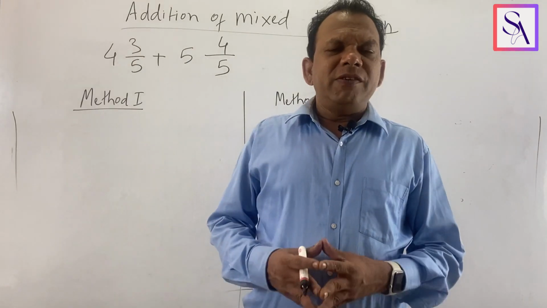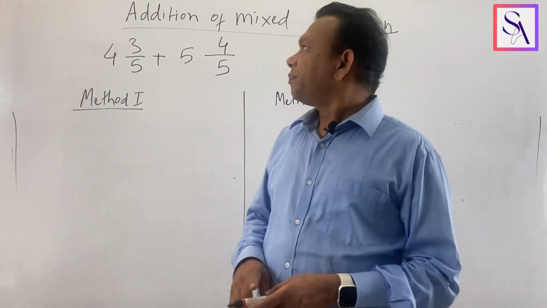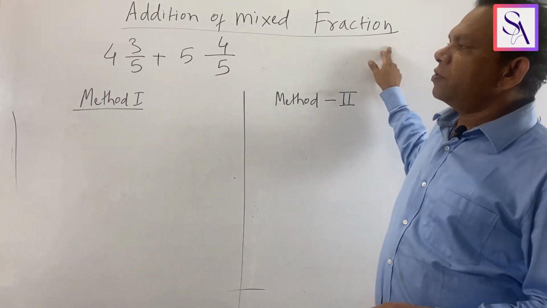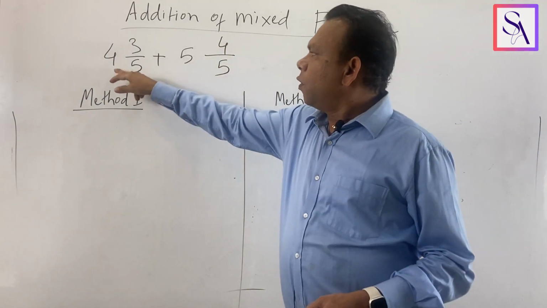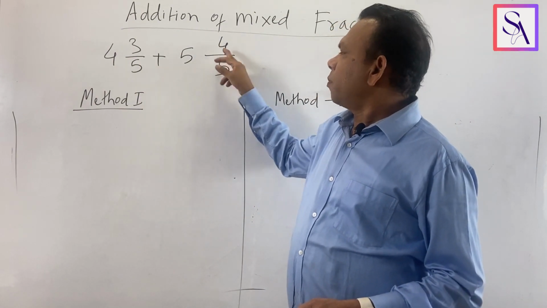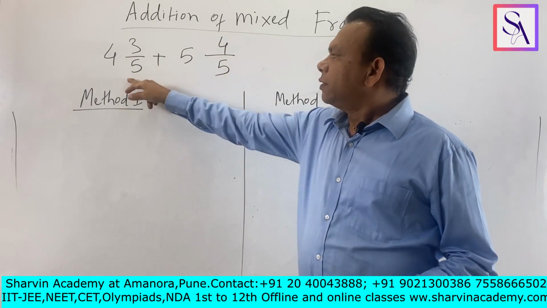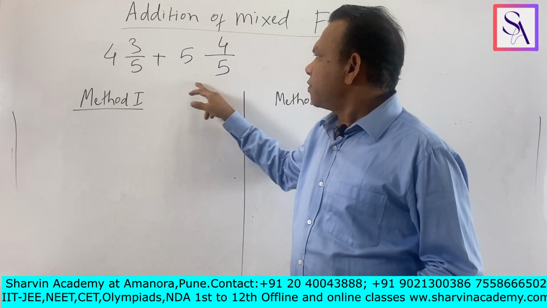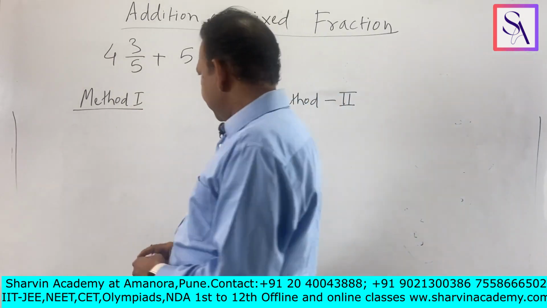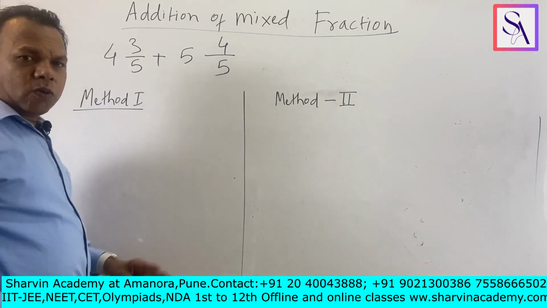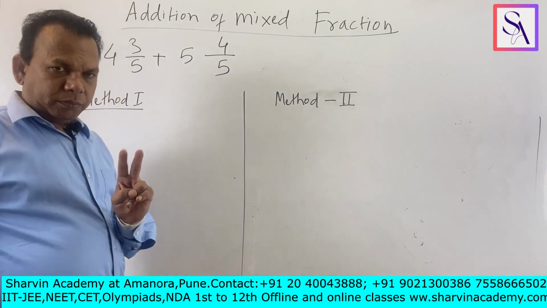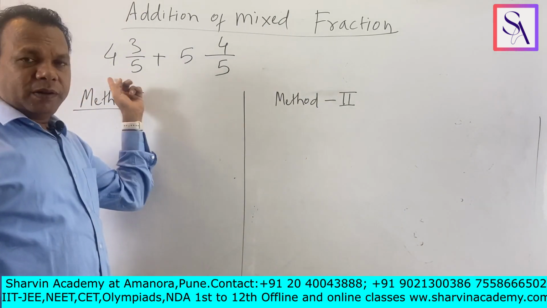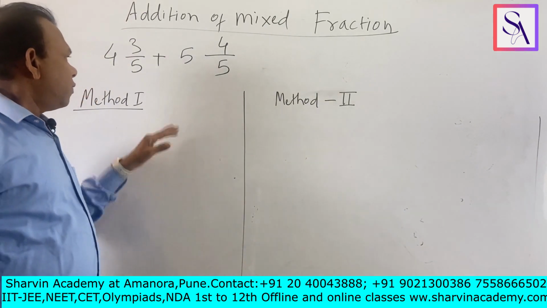Simple. So addition of mixed fractions. This is the example, 4 3 by 5 plus 5 4 by 5, right? This is our mixed fractions. This is the first, this is the second mixed fraction. So how to add this? There are two methods for solving this example.